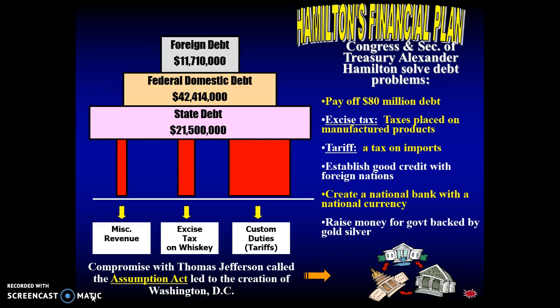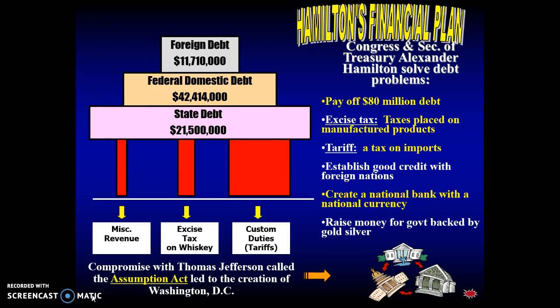He has to compromise with Thomas Jefferson, though, because Thomas Jefferson doesn't believe that the federal government has the power to do a lot of this stuff. So this Assumption Act, where the federal government assumes the state's debts, leads eventually to the creation of Washington, D.C., because for Jefferson to okay that and allow it to happen with his supporters, the Anti-Federalists, he says, okay, we need to create a capital, and let's make that capital in D.C.